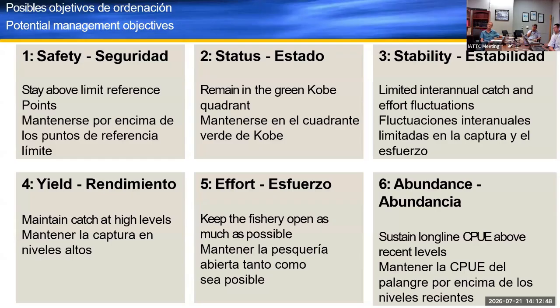And from those, the staff was able to pull out 6 main objectives relating to safety, such as the limit reference points, the status of the Kobe plots, stability in the catch, high yields, allowing the fishery to be open for a longer time, and also the abundance being high, and that's related to also having high catch rates for the longline fisheries.